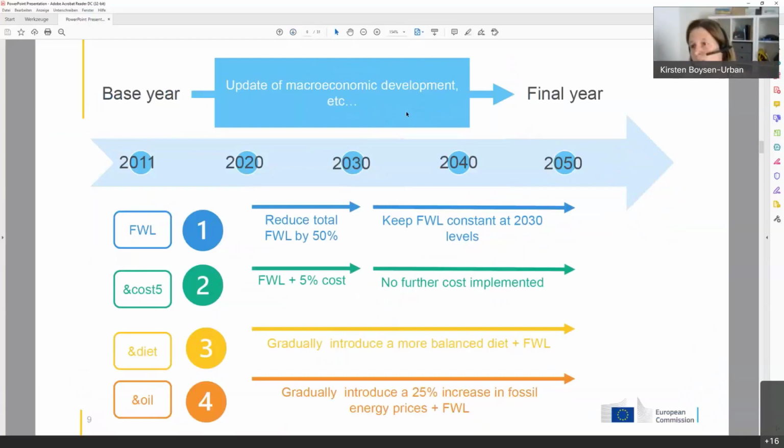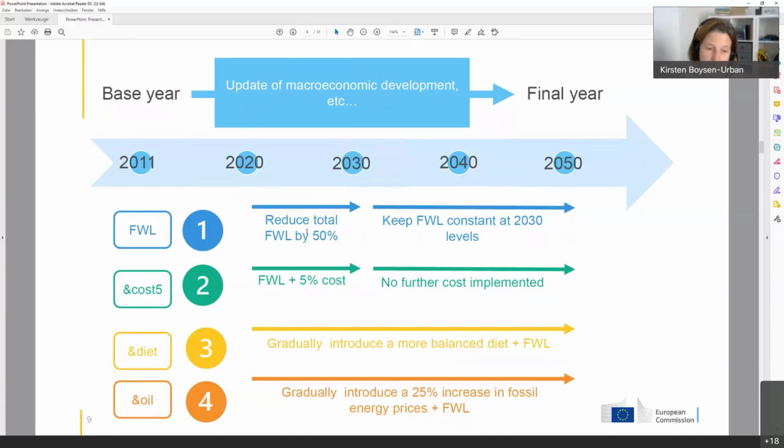The first one is our initial starting point, food waste and loss reductions until the year 2050. And here we account for the change in food waste and losses until 2030 in order to reach the target of the United Nations. This means we reduce food waste and loss by 50%. From 2030 until 2050, we keep the level of food waste and loss reductions constant. In addition to this first scenario, we assess 3 others. The first one accounts for cost associated with food waste and loss reductions. Here we assume 5%. And again, from 2030 onwards, no further costs are implemented.